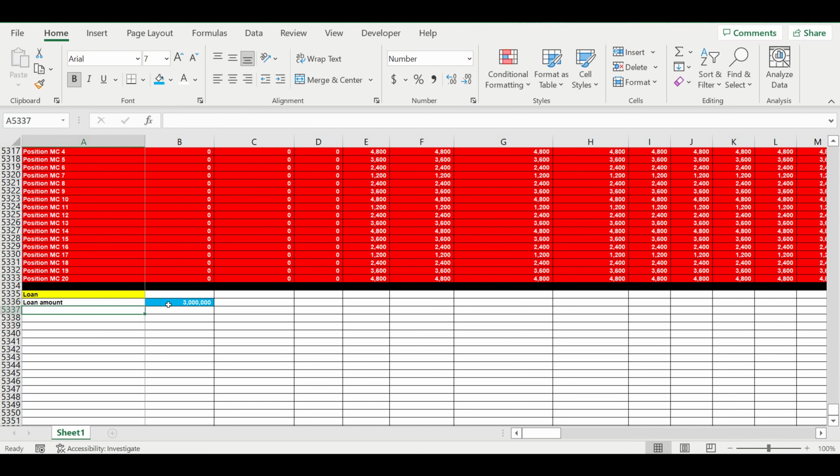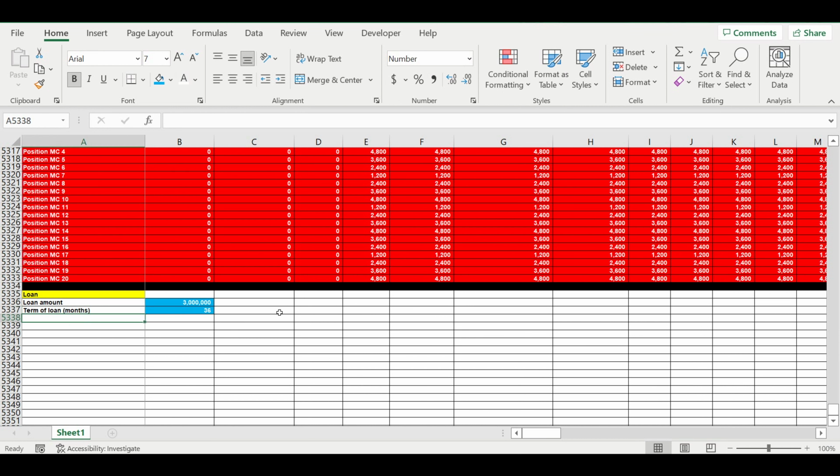Then term of loan, this is the period, nominated in months. Let it be, for example, a 36-month loan. So it is also the input, so we mark it with blue.